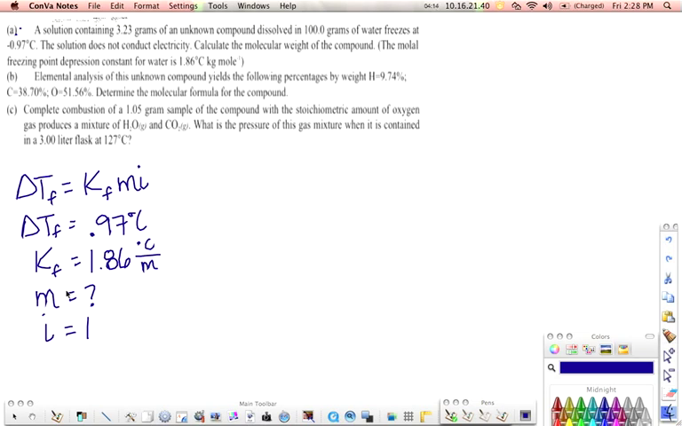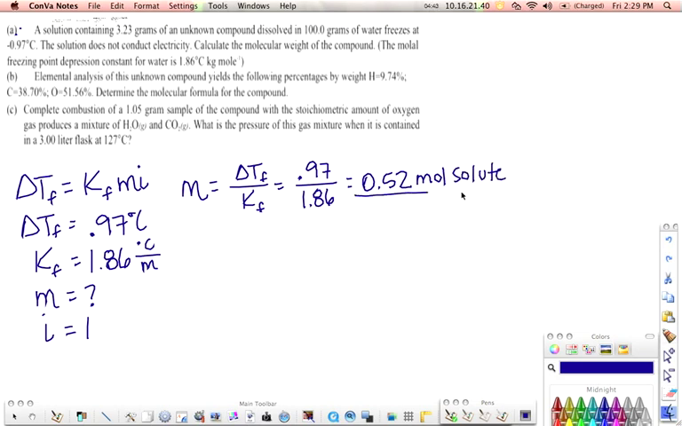So I'm going to start first by finding out what molality is equal to by solving this equation right here. So molality is equal to the change in freezing point divided by the freezing point constant. My change in freezing point was 0.97, my freezing point constant was 1.86, and so this works out to a molality of 0.52. And remember, the units for molality are moles of solute per 1 kilogram of solvent. It helps to keep track of your units whenever you're solving for these things.